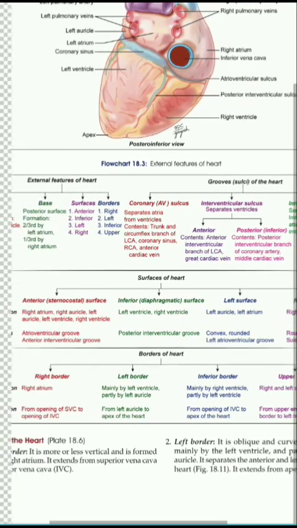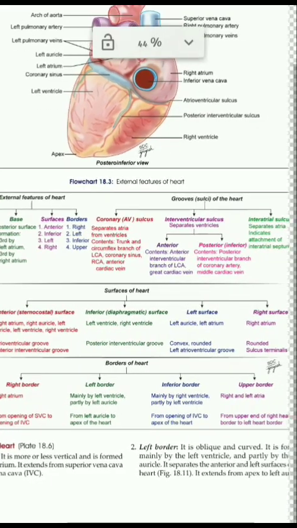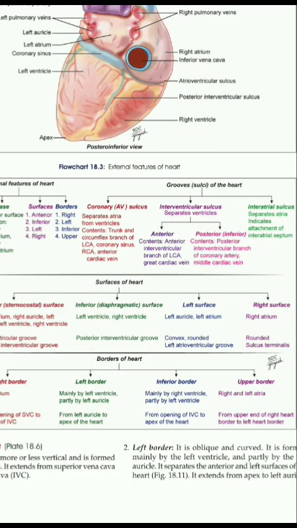The borders of the heart are basically composed of four borders: right, left, inferior and upper. The right border is the right atrium, an extension from the opening of the superior vena cava to the inferior vena cava. The left border is basically the left ventricle and partly the left auricle, extending from the left auricle to the apex of the heart. The inferior border is formed mainly by the right ventricle and partly by the left ventricle, extending from the opening of the inferior vena cava to the apex of the heart.